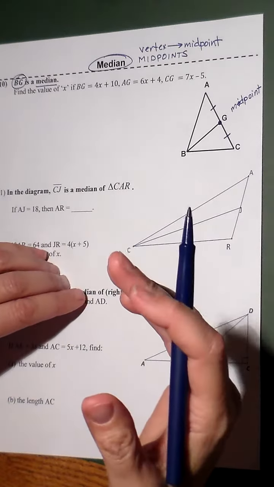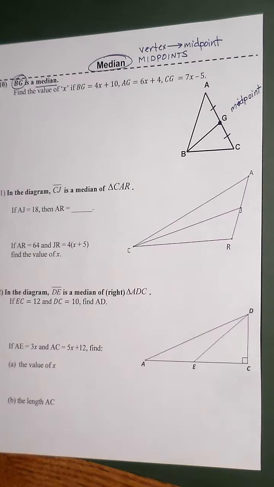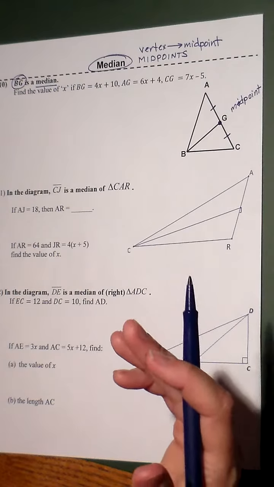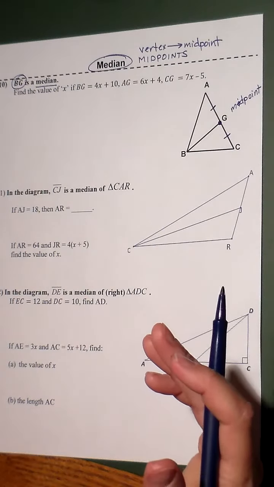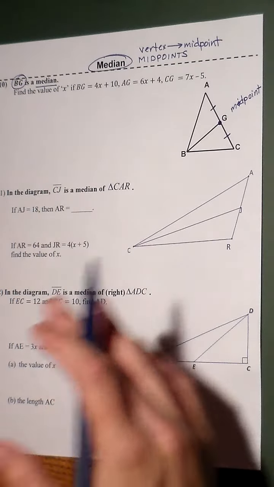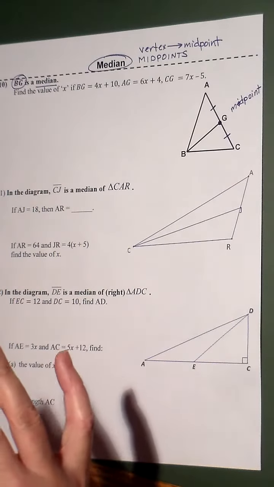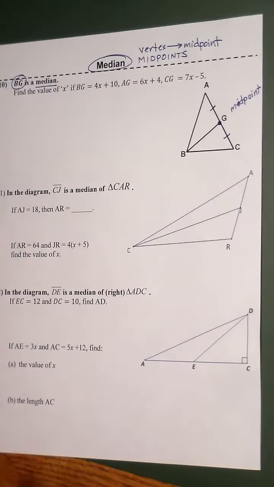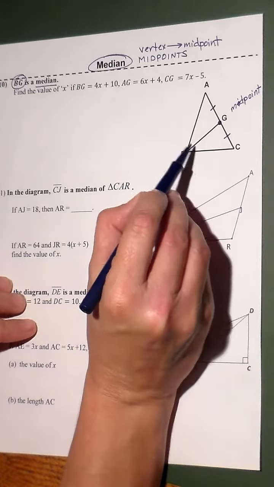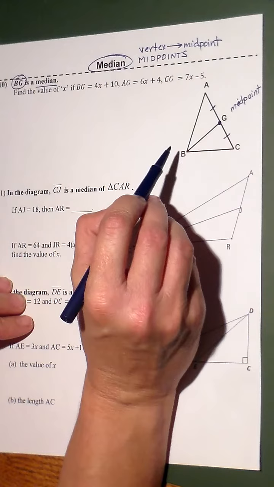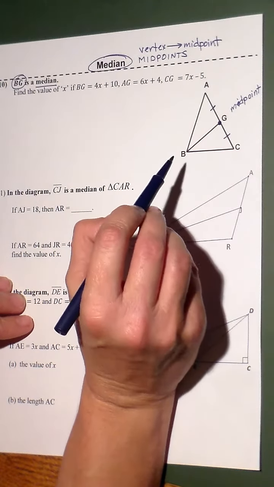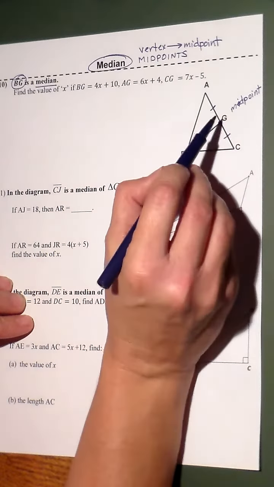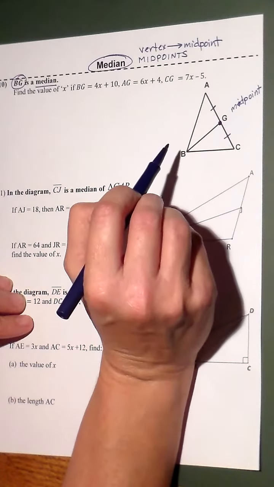You either need to be told it is, or you need to have something in the picture that's clear that you can infer, like vertical angles, or the reflexive property, or alternate interior angles because the lines are parallel. Those are things we can infer based on the picture. Here, we don't have anything. We just know it's a median. So do not mark these two angles congruent if it does not tell you it's an angle bisector. You cannot. So median just means midpoint, okay?